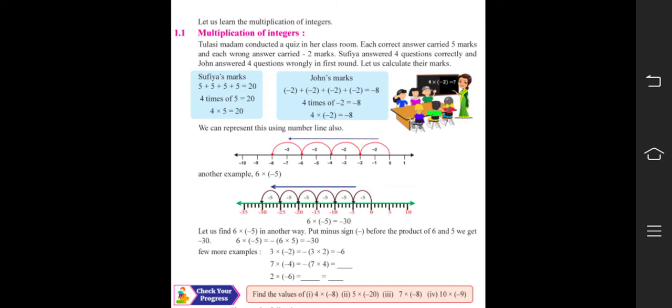7 into minus 4. So 7 into 4, the minus sign will be moved to this side. 7 into 4 how much? 28. Minus 28. 2 into minus 6. How can you write? Minus of 2 into 6. That is equal to minus 12. Like that you can do this sum.